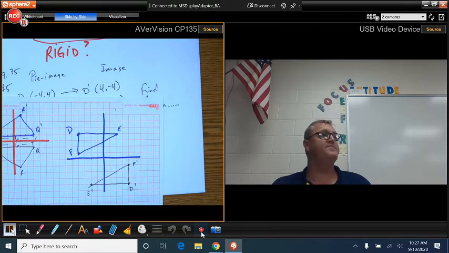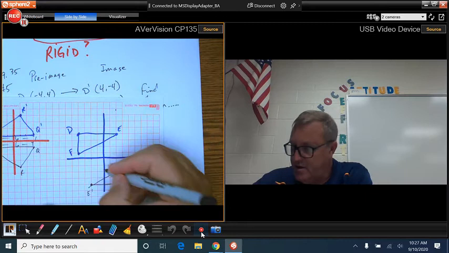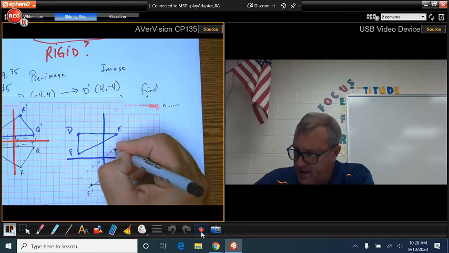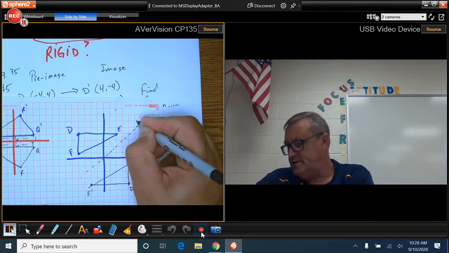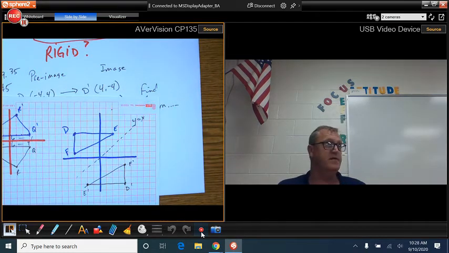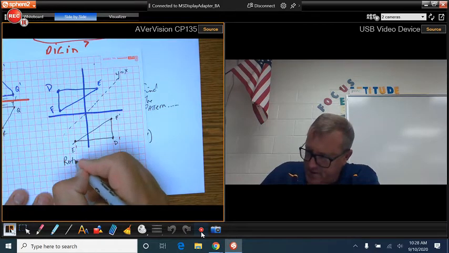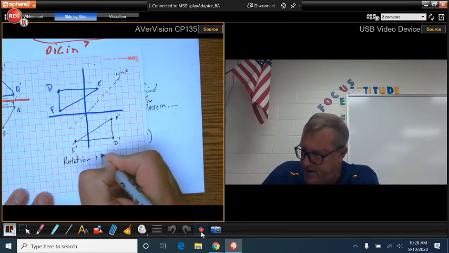No, not quite. It's not a bad thought. We will have a reflection across this line, back to your Algebra 1 days, y equals x. We will have a reflection, but that's not it. It is a rotation. How much? 180 degrees. That works. A rotation, but there's another one too.